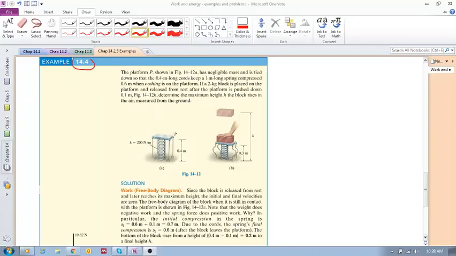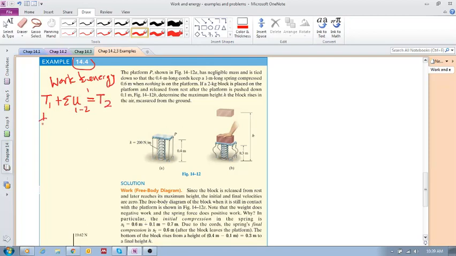Okay guys, let's have a look at example 14.4. Remember, we're still looking at the principle of work and energy. The principle of work and energy is that we have an initial kinetic energy and we have a bunch of work due to forces, different forces acting on the particle, and the initial kinetic energy plus any work by any forces done on that particle gives us the final kinetic energy.